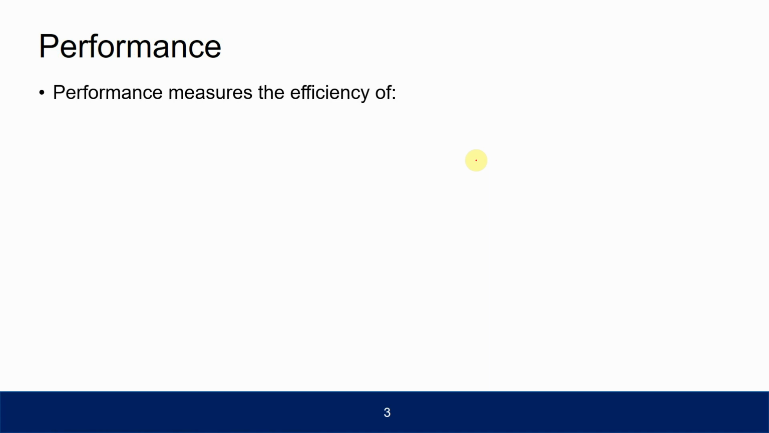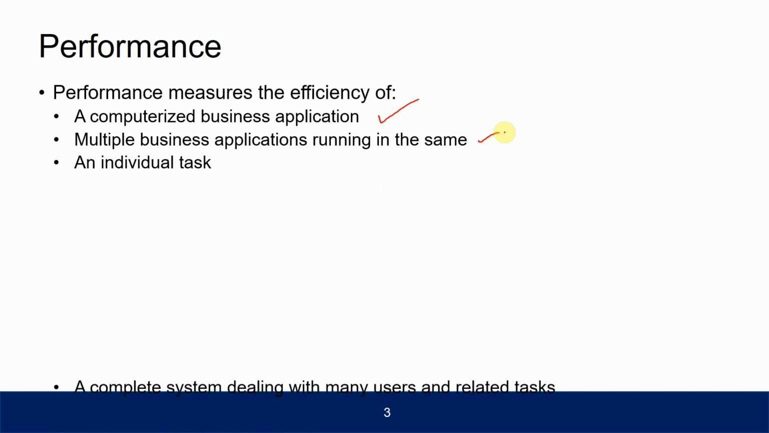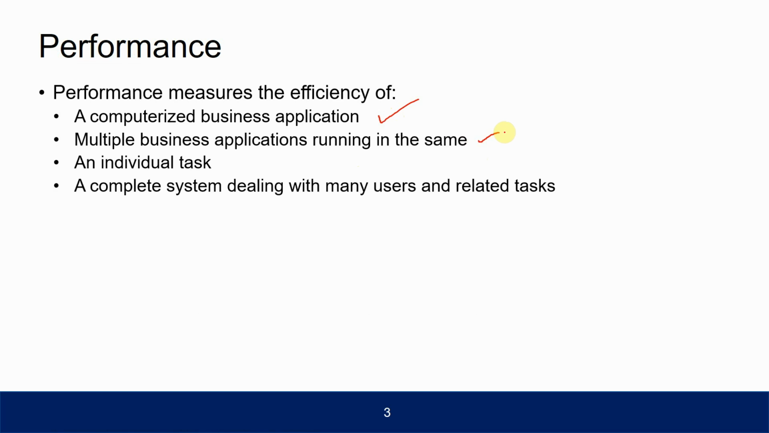What you will learn in this session: performance and tuning terms, and the tuning methodology. So what is performance? Performance measures the efficiency of a computerized business application. Multiple business applications running the same, an individual task, or a complete system dealing with many users and related tasks. This all measures the performance and efficiency.